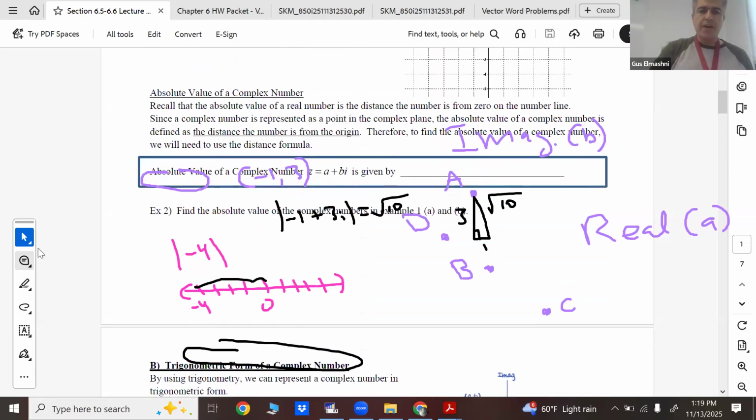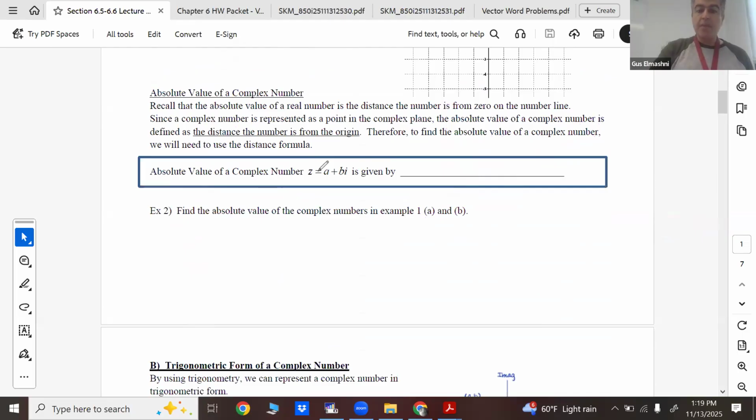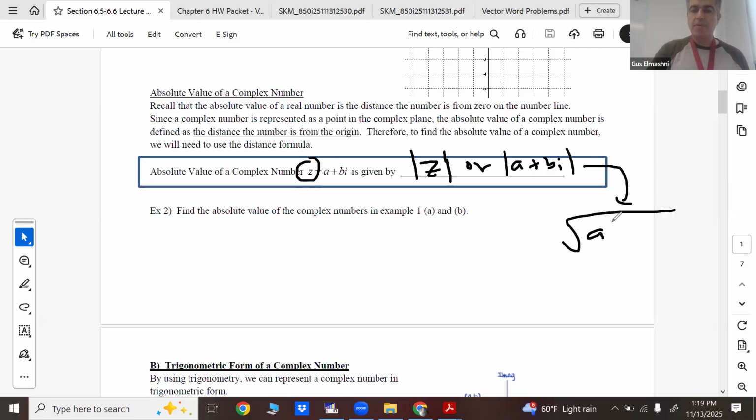So for here, if you want a formula, by the way, just to add more letters to your life, Z is another way you can encapsulate a complex number. So the complex number Z, which is just A plus BI. So you want to find the absolute value of Z, or you could write it like this, absolute value of A plus BI. What are you going to do? You're just going to do the root A squared plus B squared.